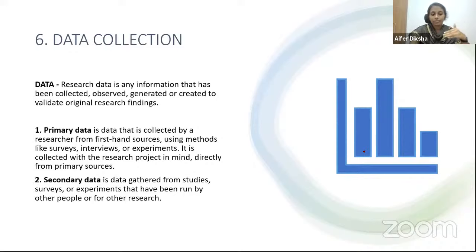Then secondary data means I do not collect it directly. Instead, I use previously conducted research or previously existing data for my research process. So that's it, primary and secondary data. I think that's clear.